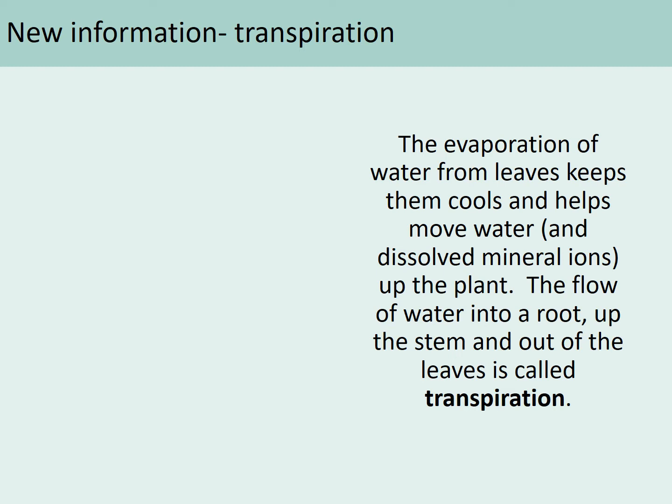The flow of water into a root, up the stem and out of the leaves is called transpiration. So can you get that last sentence down as a definition for transpiration? The flow of water into a root, up the stem and out of the leaves is called transpiration. You can pause the video now.